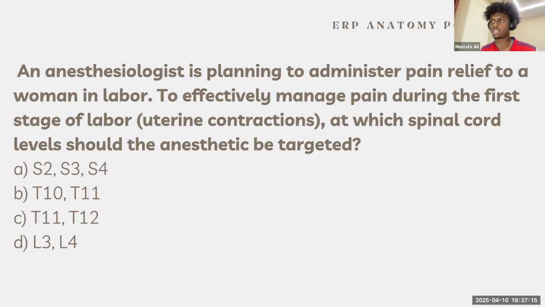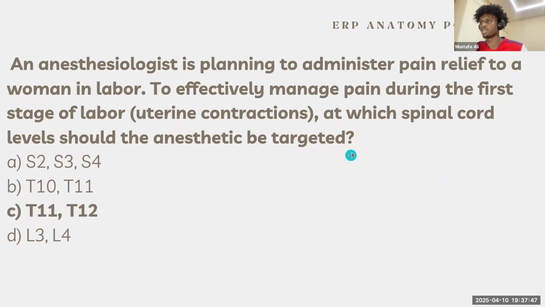An anesthesiologist is planning to administer pain relief to a woman in labor to effectively manage pain during the first stage of labor. At which spinal cord levels should the anesthetic be targeted? The answer is C, T11, T12.